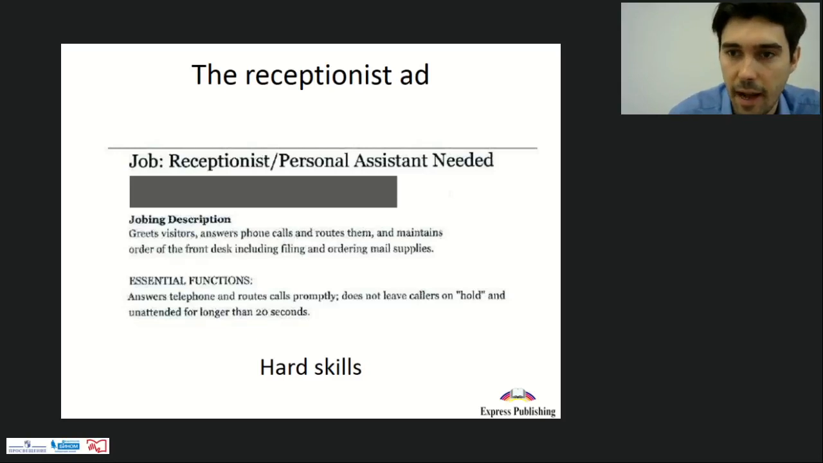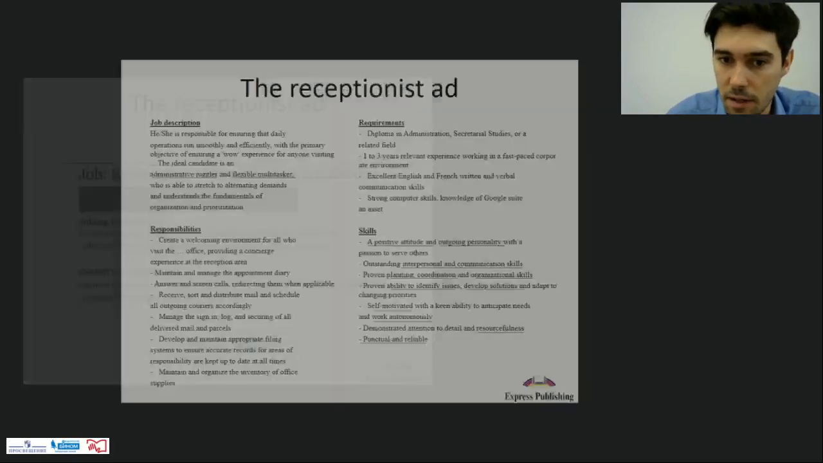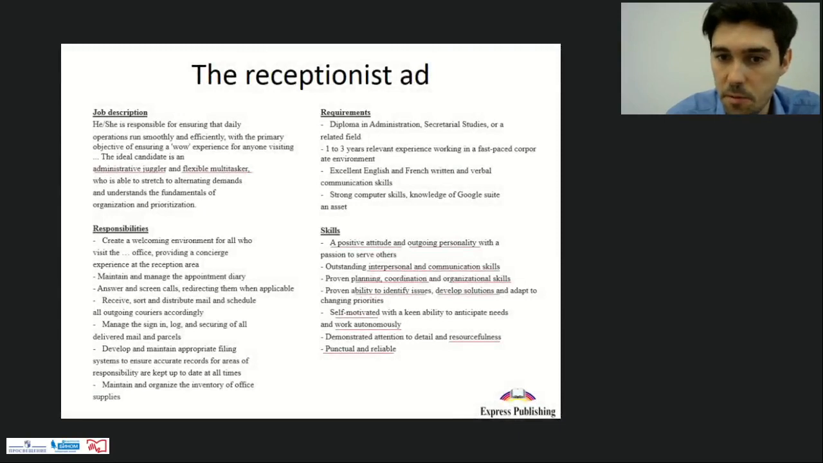Now, if we compare this advertisement with a more modern receptionist advertisement, the same job but a more modern approach, we can see that the requirements have changed very drastically. I've underlined in red some of the soft skills that a receptionist will need to have in addition to their hard skills. So in addition to the responsibilities at the bottom, answering phone calls, managing the sign-ins, logins, and developing filing systems, receptionists need to have adequate soft skills.